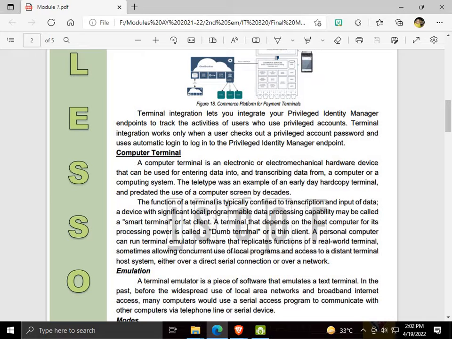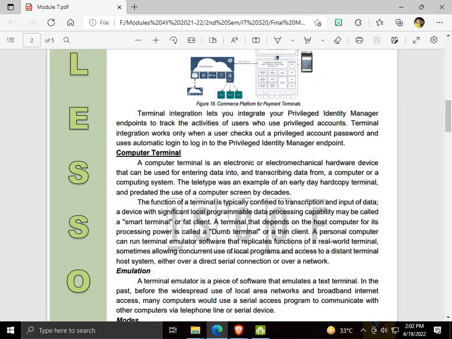You can differentiate a smart terminal from a dumb terminal. An example of a smart terminal is your POS, like when you are buying your groceries at Gaisano or at Save More. When you speak about a dumb terminal, I think you have already transacted with automatic teller machines, or ATMs. That is an example of a dumb terminal.